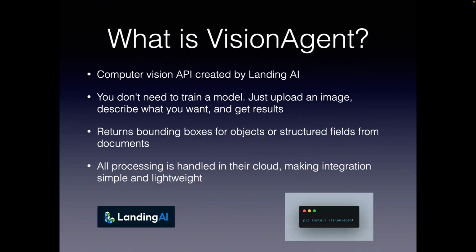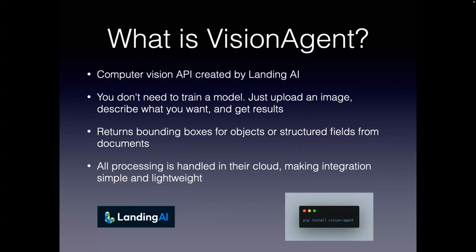So what is VisionAgent? VisionAgent is a computer vision API that was created by a company named Landing AI. And their mission statement is to get developers from idea to application as quickly as possible. And they do that by making it so you don't need to be an expert in training machine learning models or a neural net to tackle some pretty complex computer vision tasks.